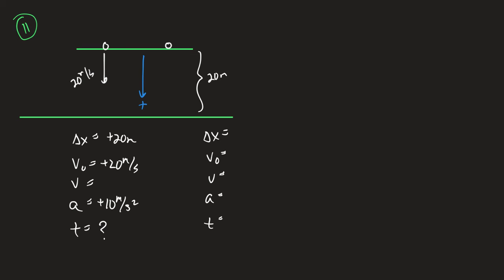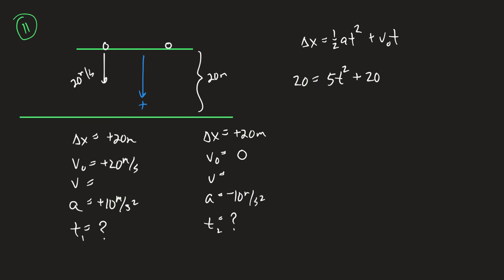The rock on the right: positive 20 meters, initial velocity 0, acceleration negative 10 meters per second squared, and I'm looking for the time. So it's just solving for 2 different t's, t1, t2. They won't be the same. So I'm thinking delta x equals 1/2 a t squared plus v naught times t, so 20 equals 5t squared plus 20t, and 20 equals 5t squared. Questions?